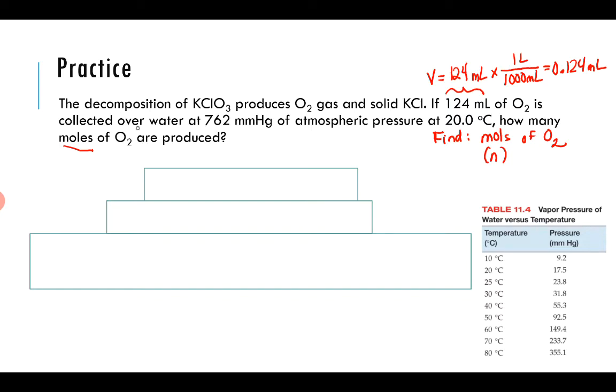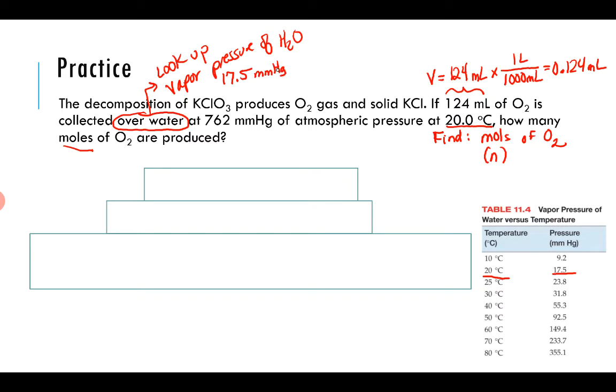And then it's collected over water. And so that means that we're going to have to look up the vapor pressure of water. To figure out the vapor pressure of water, we have to look at the 20 degrees Celsius temperature, come over to our table. And so at 20 degrees Celsius, our vapor pressure of water is 17.5 millimeters of mercury.